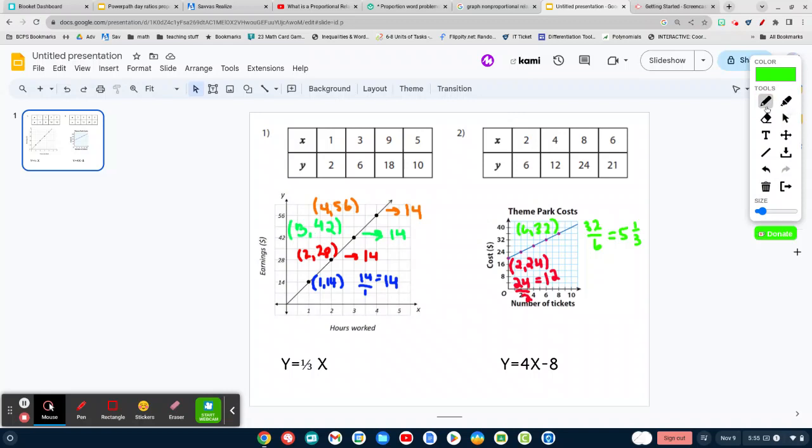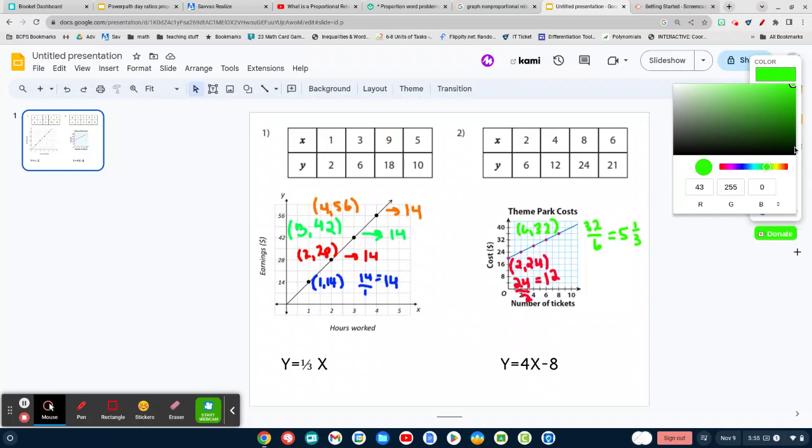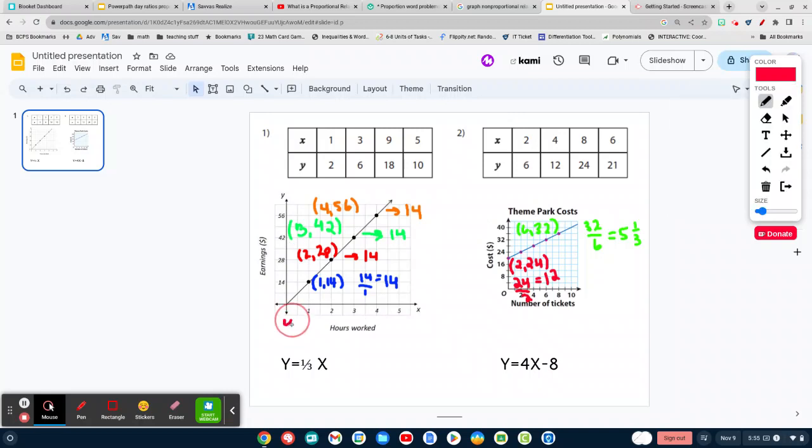Since the constant of proportionality was the same for every point, I know that this is a proportional relationship. I know that for any x value, I can multiply by 14 to find the y value. 2 times 14 is 28. 3 times 14 is 42. So my equation could be written as y equals 14x, or 14 times x.